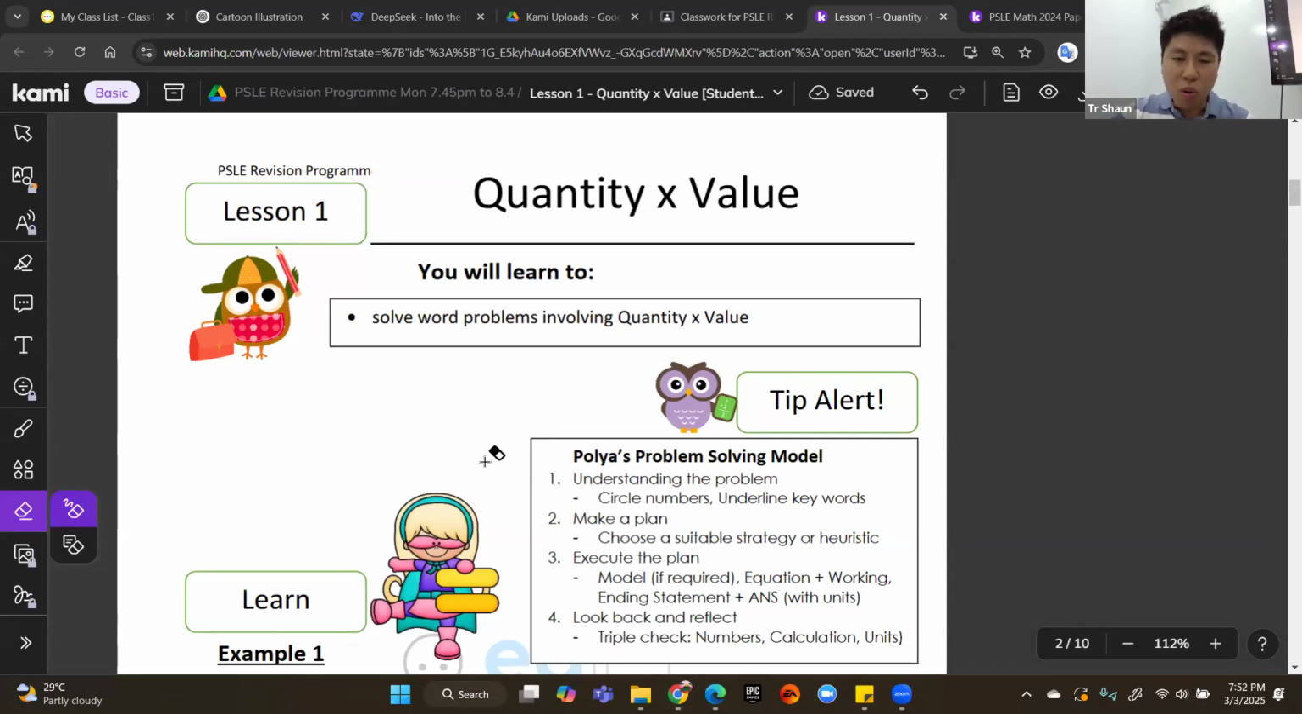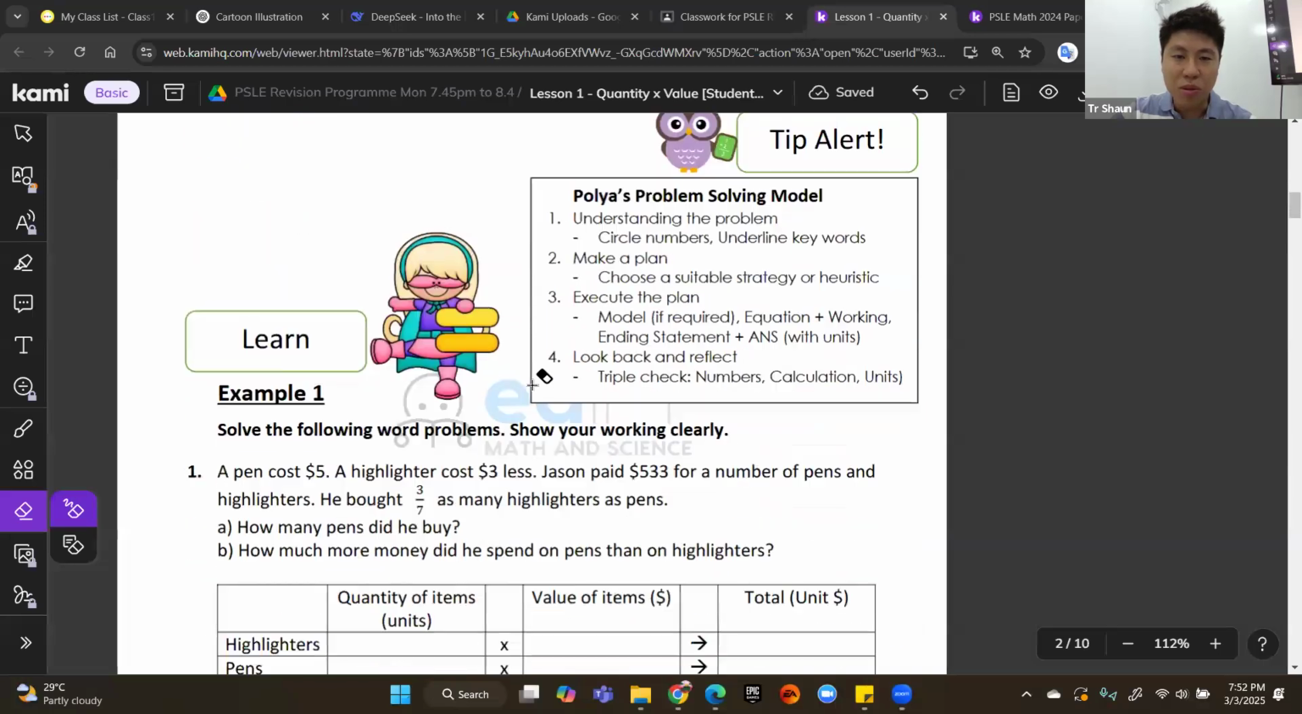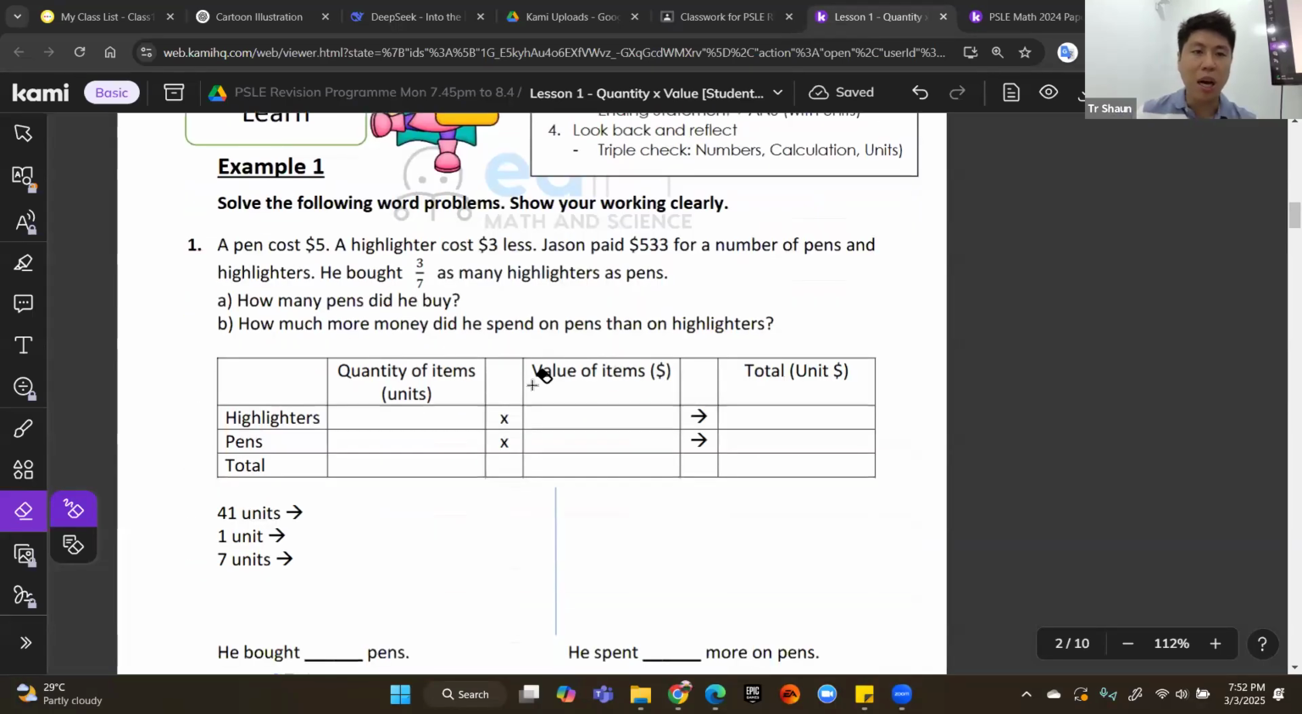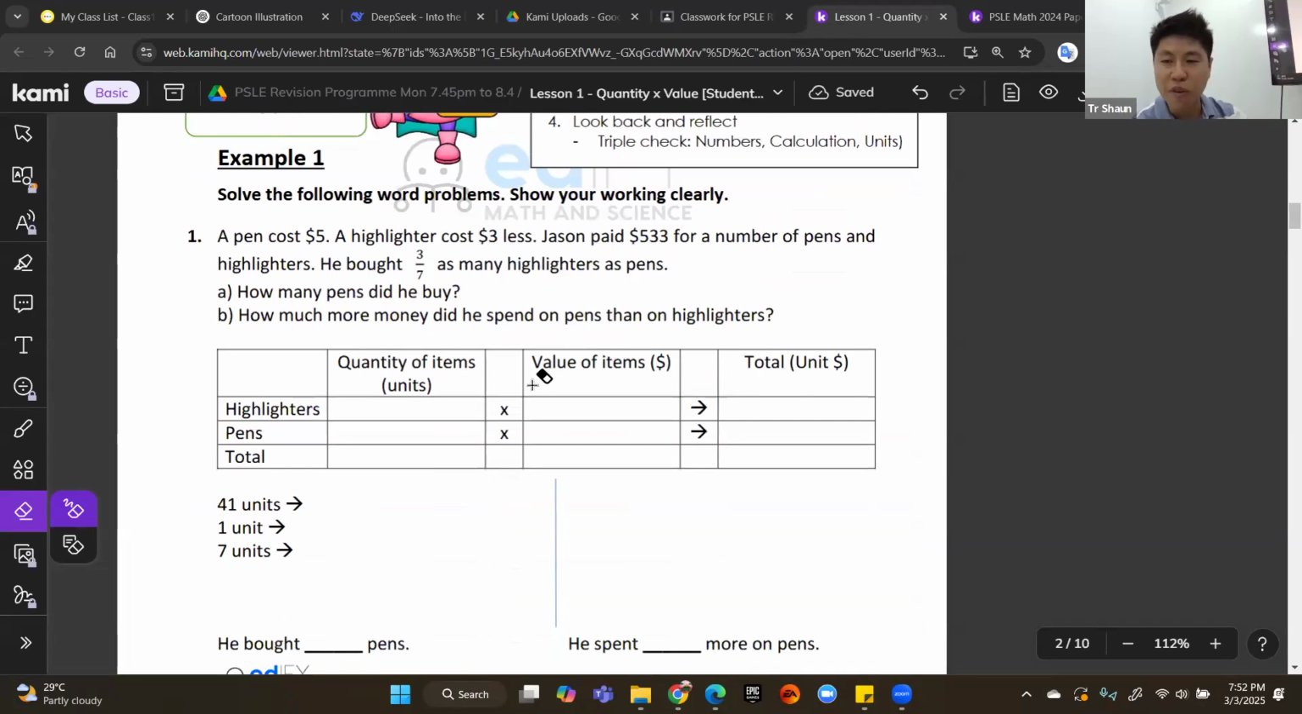Let's start. Okay, so quantity times value. These questions sometimes make people get confused. Michael always says he's confused with these kinds of questions because there are many different values inside. When you have quantity times value, that means there is some amount. Quantity means number of, and there's some value involved. You see this first example here, there is $5, $3, and there is 533. So these are all the values.